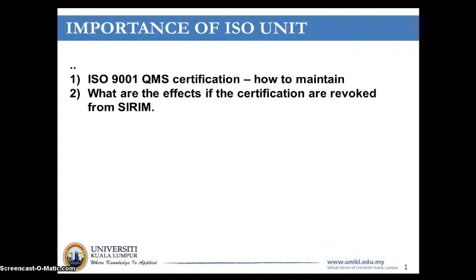Lastly, the importance of the ISO unit is to ensure an effective QMS certification and how to maintain that certification. We also need to understand the consequences if our ISO certification is revoked by our external or certified body. Some of the consequences might be that we lose our customers. For example, we might lose students coming to register or study at UniKL Mitec. Outside, for industry, people might lose confidence in purchasing a product from a company that does not have an ISO, or whose certification has become obsolete or has not been updated.